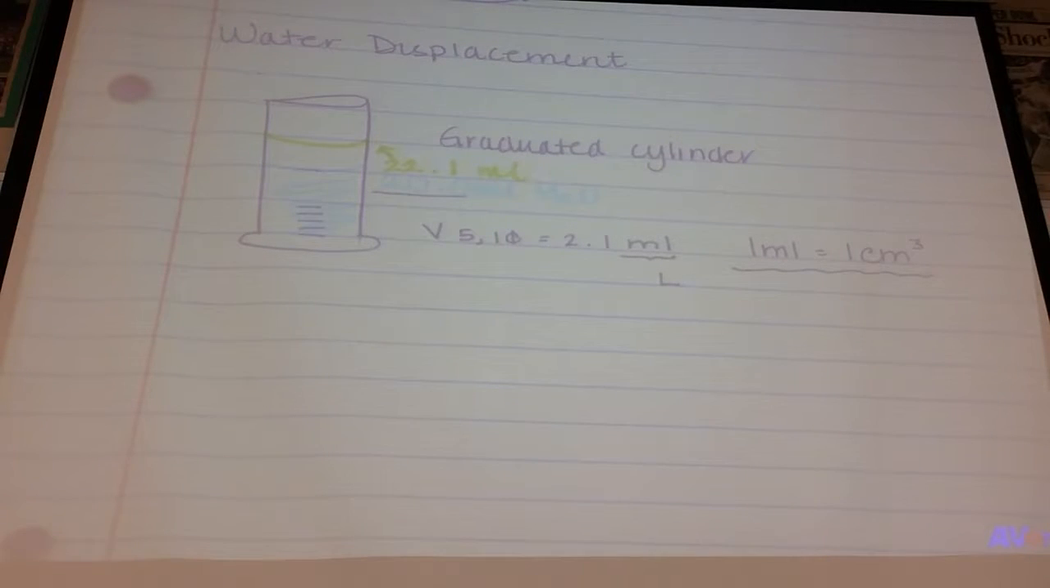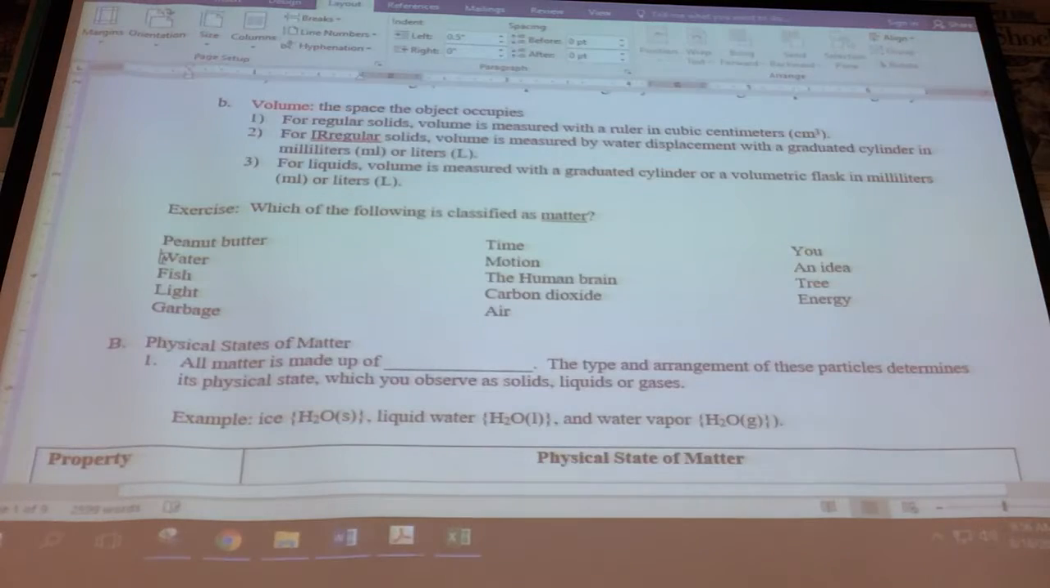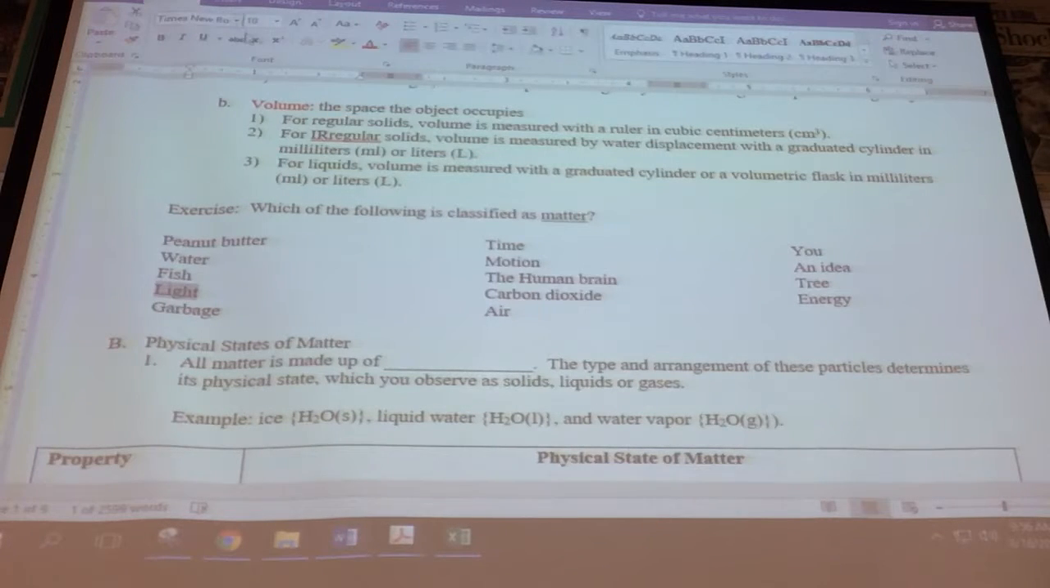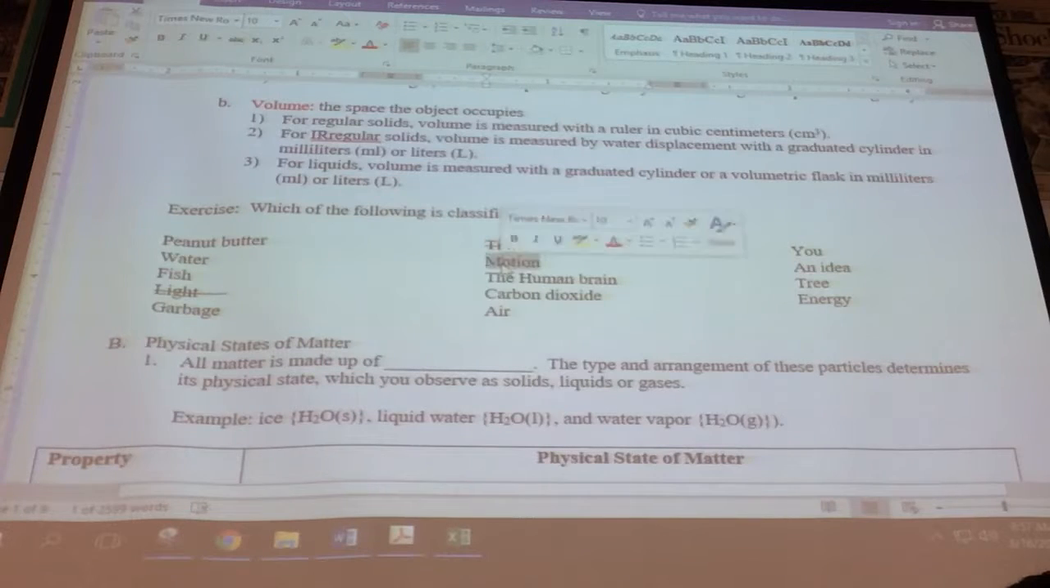Okay, peanut butter, my least favorite food, is matter. Water, you are correct, is matter. Fish, you are correct, good job, matter. Light, no. Light is not matter. Garbage, yes, good job. Time, correct, that is not matter. Motion, you are correct, not matter.